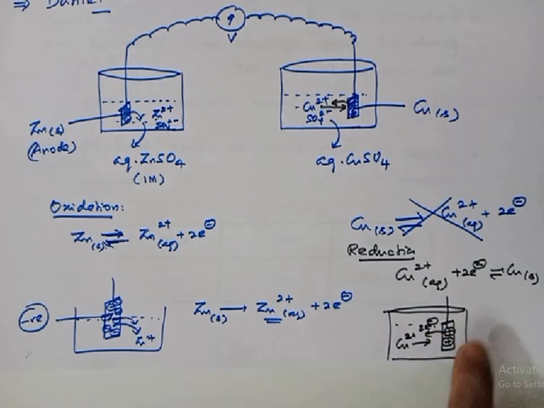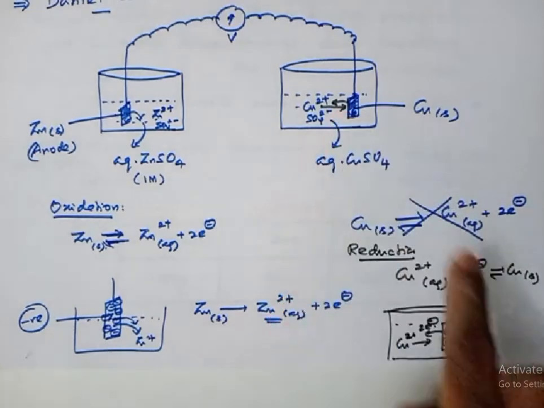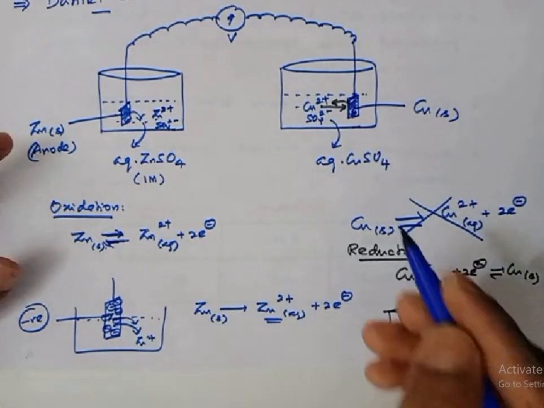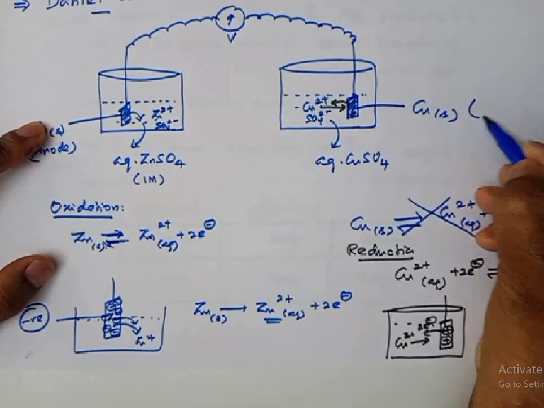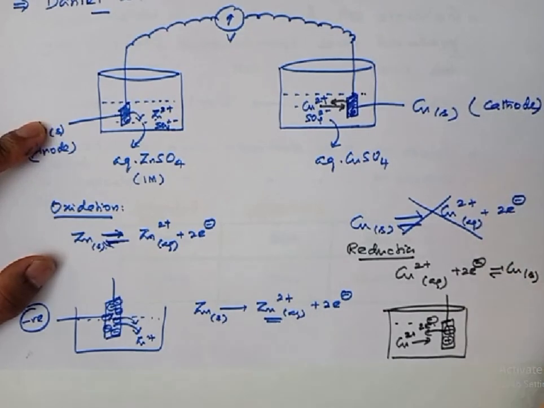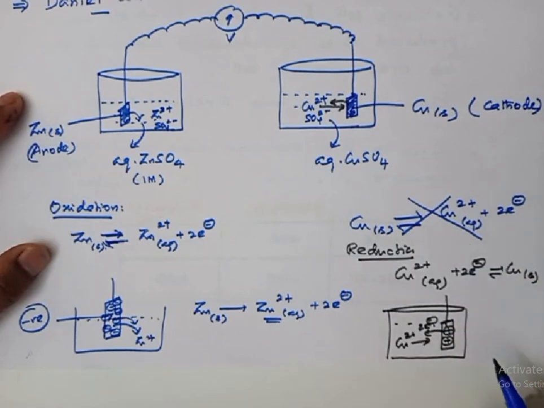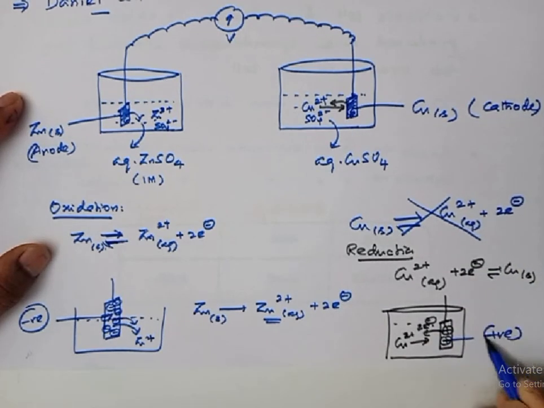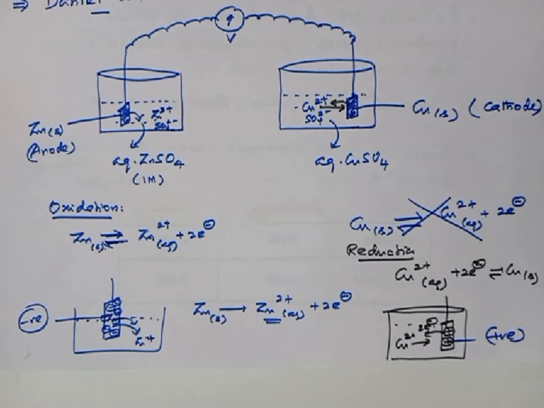The reaction that occurs at this electrode now is the reduction reaction. Therefore, this electrode is called the cathode. Cathode is an electrode where the reduction reaction takes place. And what is the charge on the cathode? The charge on the cathode is positive. Very, very important. This is how the charges are developed on the electrodes.